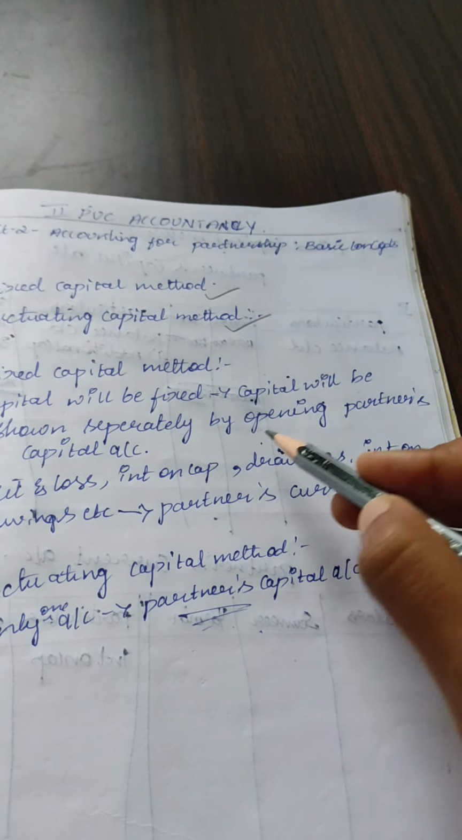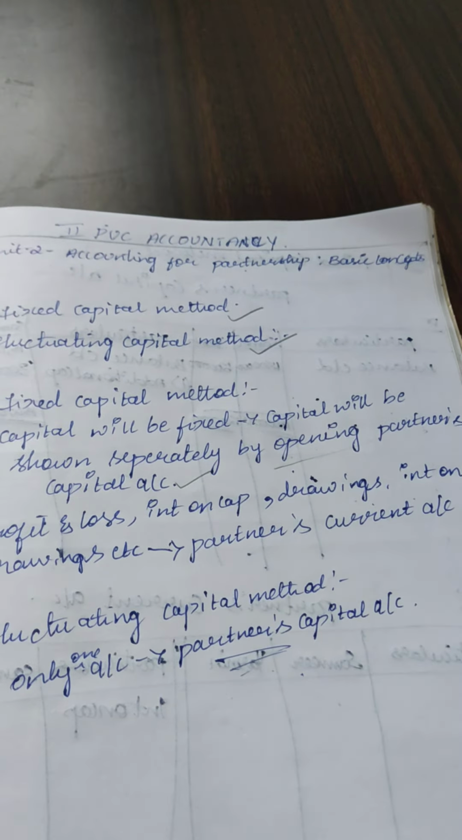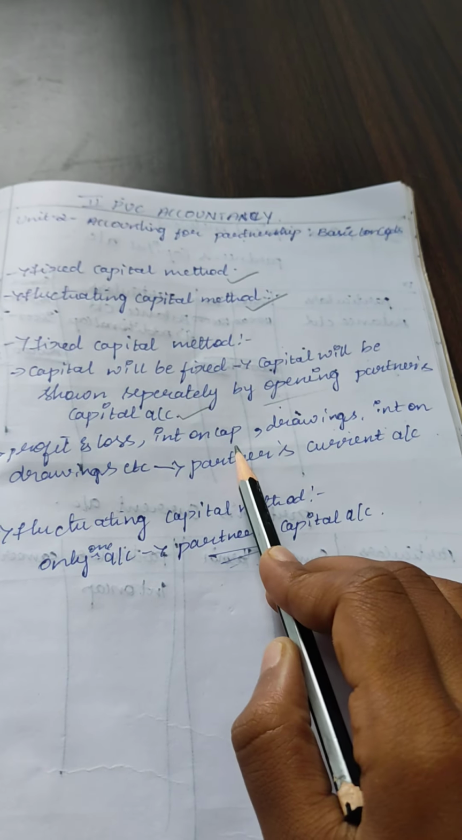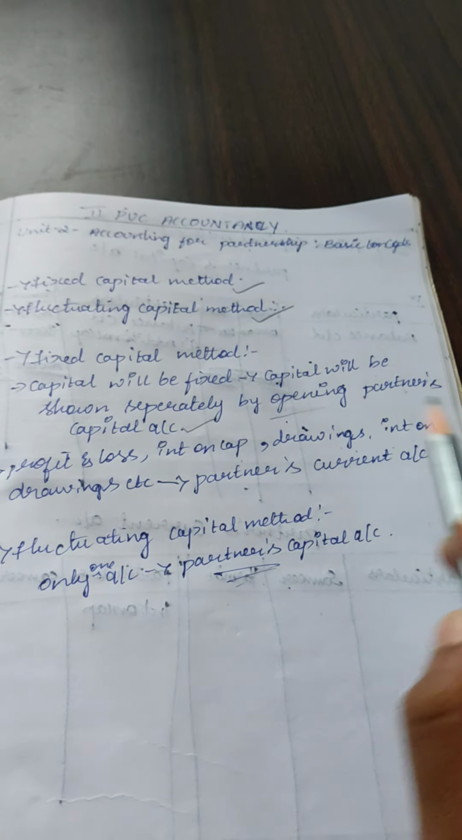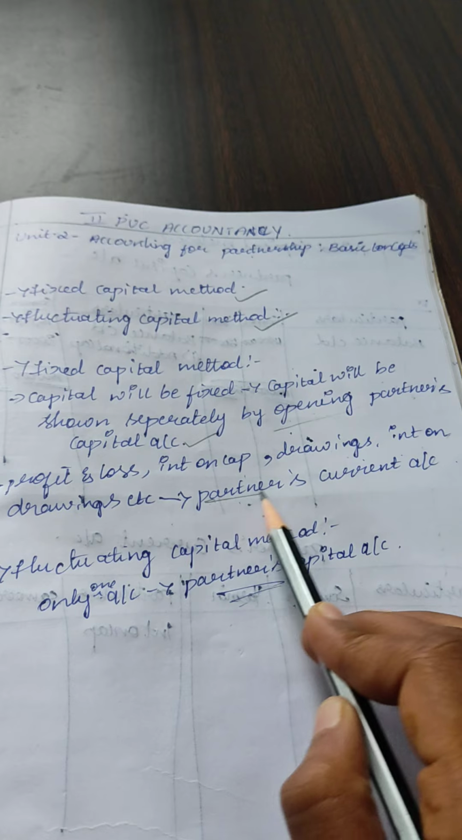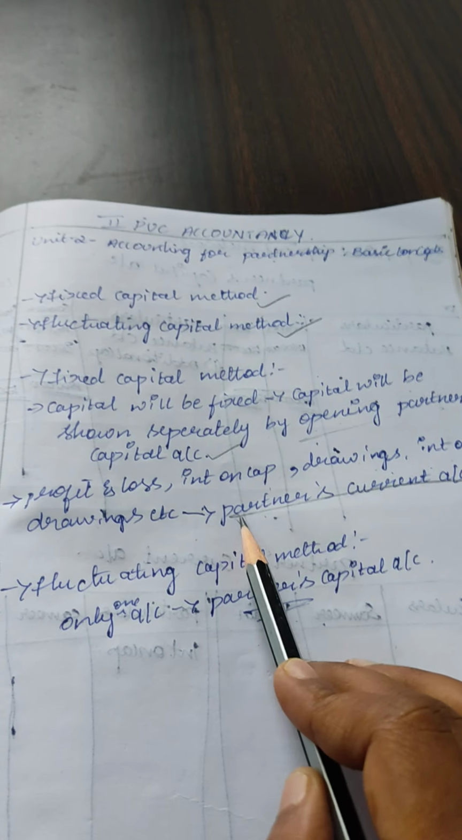Here, capital will be shown separately by opening a partner's capital account, and the rest of the things like profit and loss, interest on capital, drawings, interest on drawings, etc. will be shown separately by opening a partner's current account. So this is all about the fixed capital method.